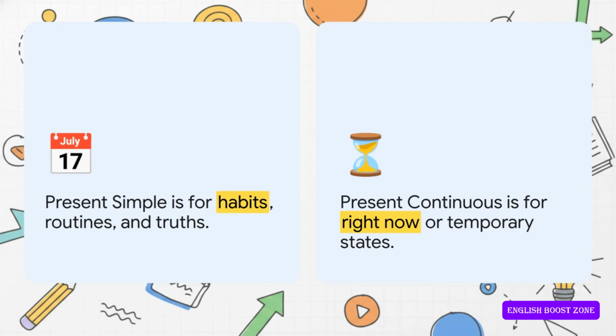Let's take a second to clear up the absolute biggest point of confusion for so many learners. What is the actual difference between present simple and present continuous? Well, present simple is for your habits, your routines, your general facts, like I eat rice every day. But present continuous, that is for right now or for a temporary situation. I am eating rice right now. See the difference there? One is a permanent fact, the other is an active current moment.